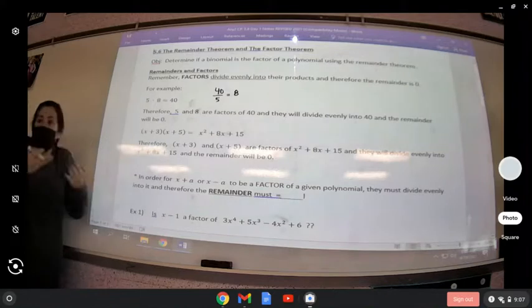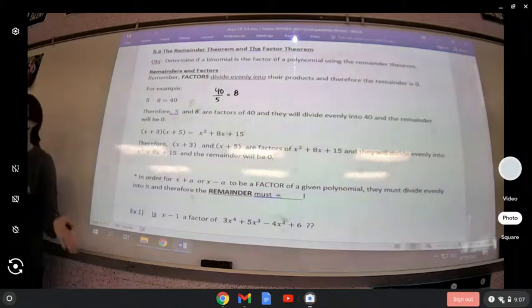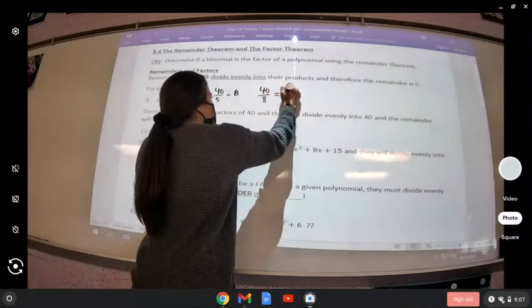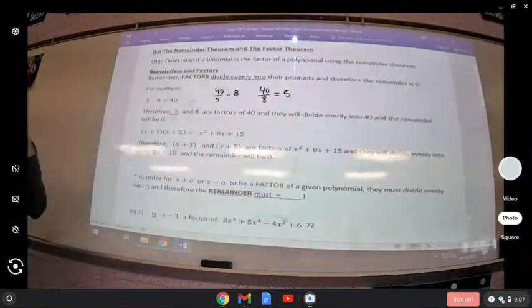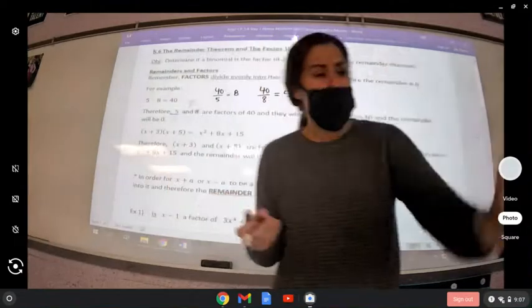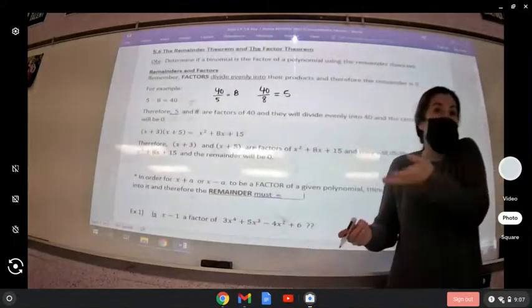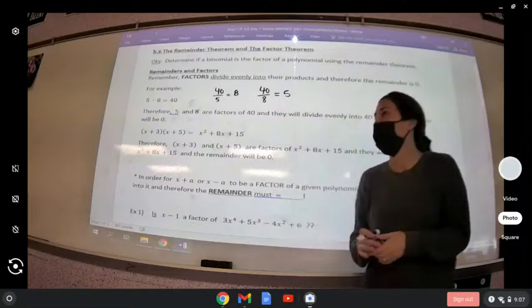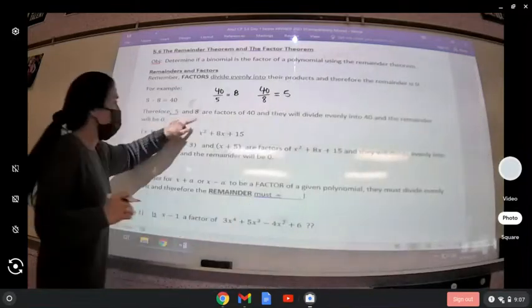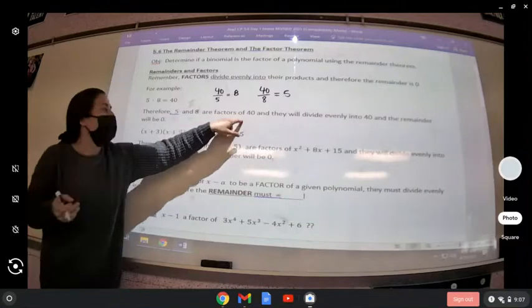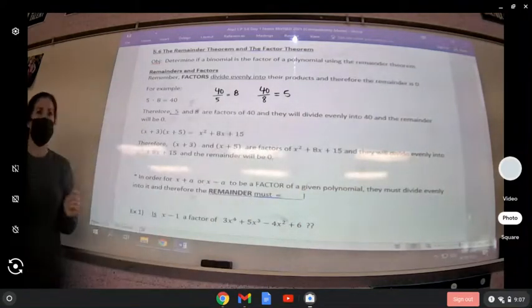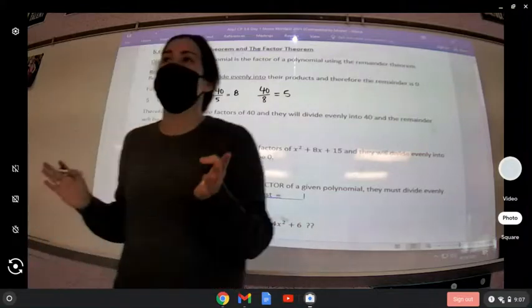8 should divide evenly into 40, it's one of its factors, and it does, because 40 divided by 8 is 5, no remainder. So when something is a factor, they're also telling you that if you try to divide it in, it would divide evenly in, because it's a factor, okay? So therefore, 5 and 8 are factors of 40, and they will divide evenly into 40, and the remainder will be 0. Okay, but guys, we're not working with numbers anymore.